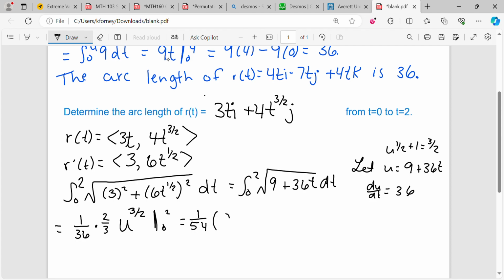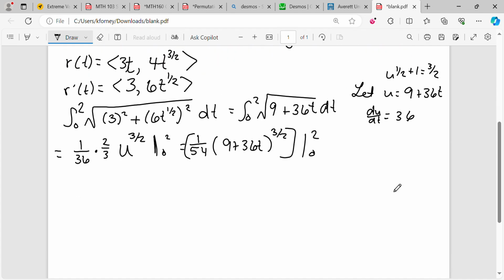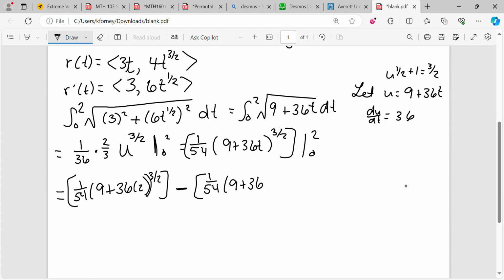And u is 9 plus 36t to the 3/2. And we're evaluating this on the interval 0 to 2. Okay, so we say 1 over 54, 9 plus 36 times 2 to the 3/2 minus the same. We write it the same. But instead of inputting a 2, we put in our 0.